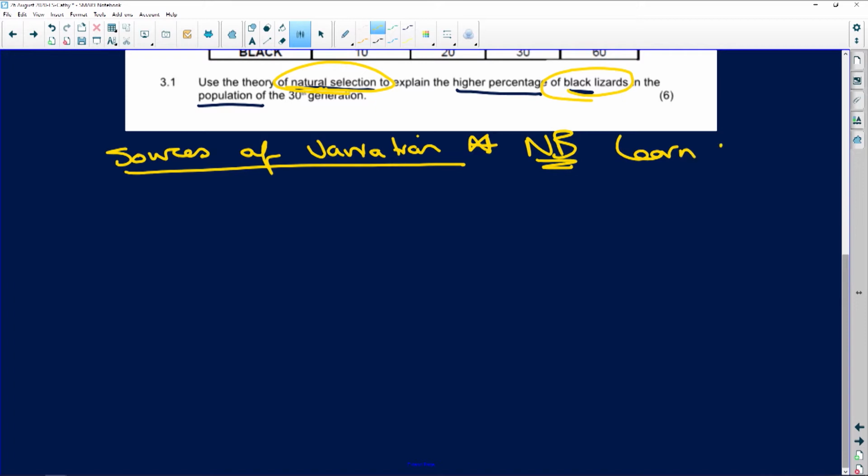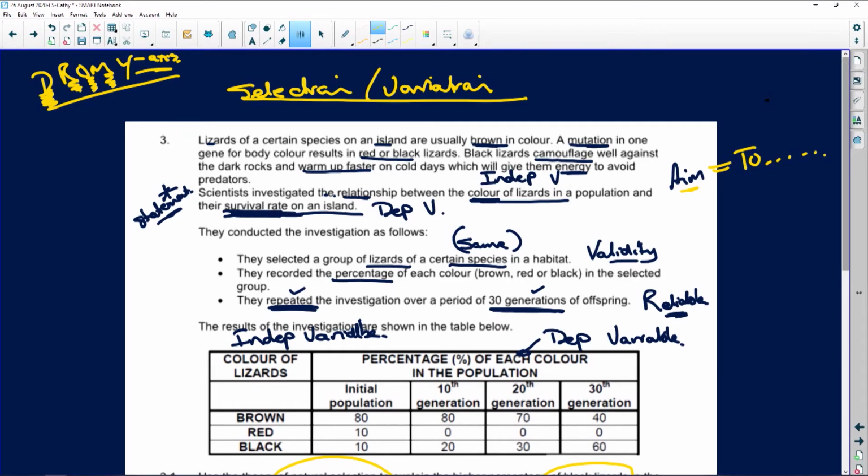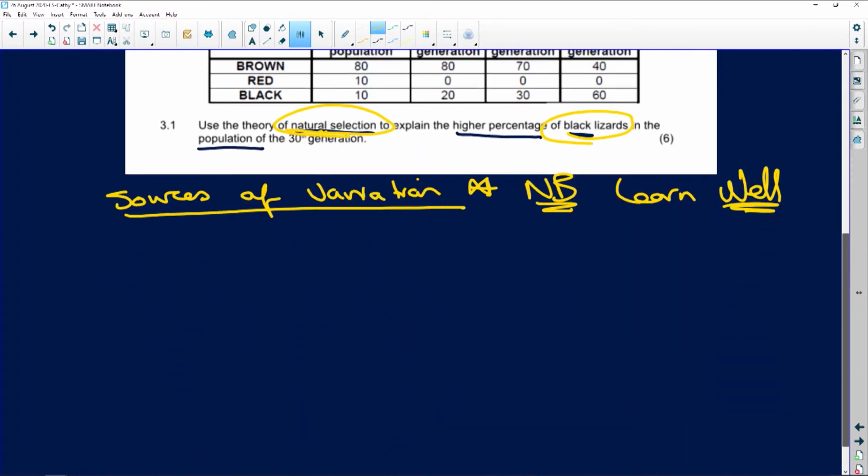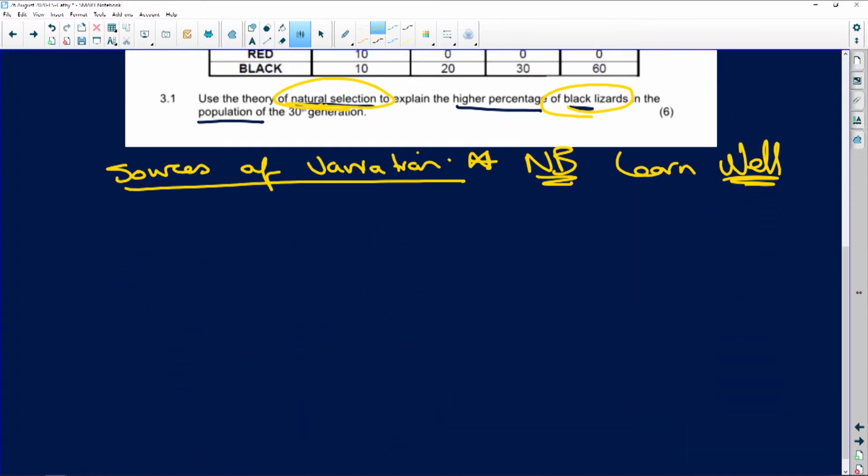Learn well. Okay. So your sources of variation, they can ask you in so many different ways. And the reason I'm going over sources of variation is that here in the question, they say that a mutation is what caused this change in the skin color. So it's a source of variation, and that's why I'm going to go through this with you first. This you would need to know.